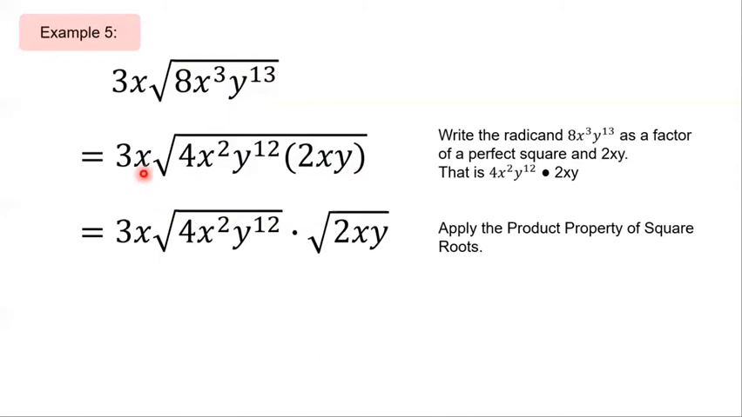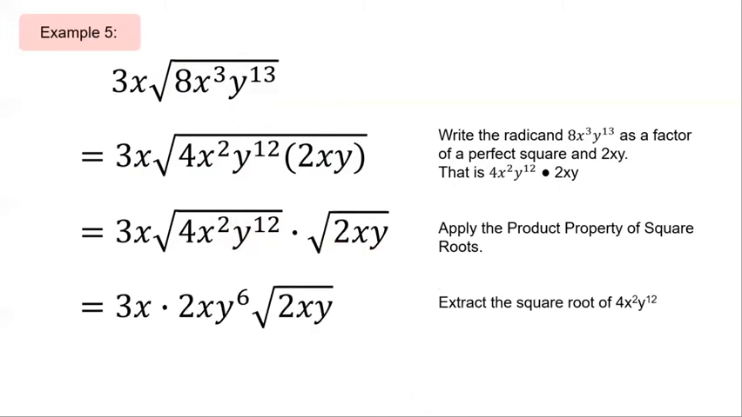So, next natin is to apply the product property of square roots. Anong nangyari? Copy lang yung 3x and then pinaghiwalay lang yung itong dalawang factors natin na 4x squared y to the 12 and 2xy. Then, extract the square root of 4x squared y to the 12. So, copy lang ulit yung 3x. So, yung square root ng factor na to ay 2xy to the 6th. And then, copy lang itong ating square root of 2xy. Then, multiply natin yung 3x natin dito sa 2xy to the 6.